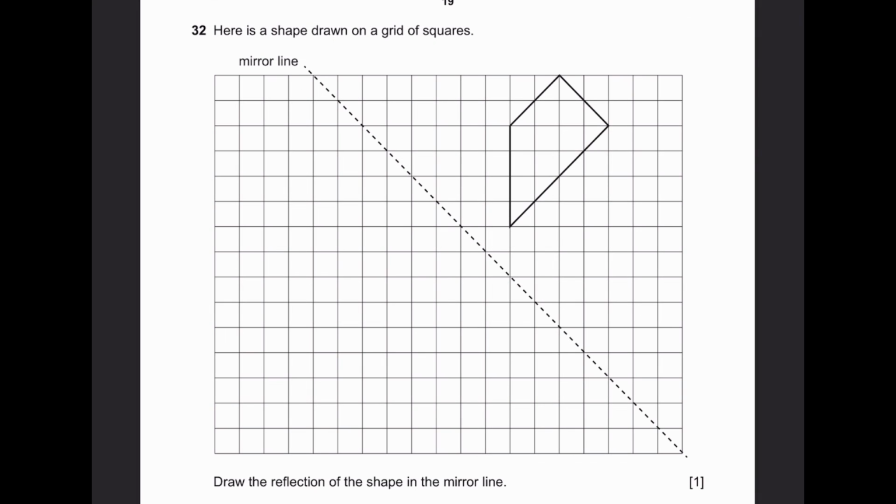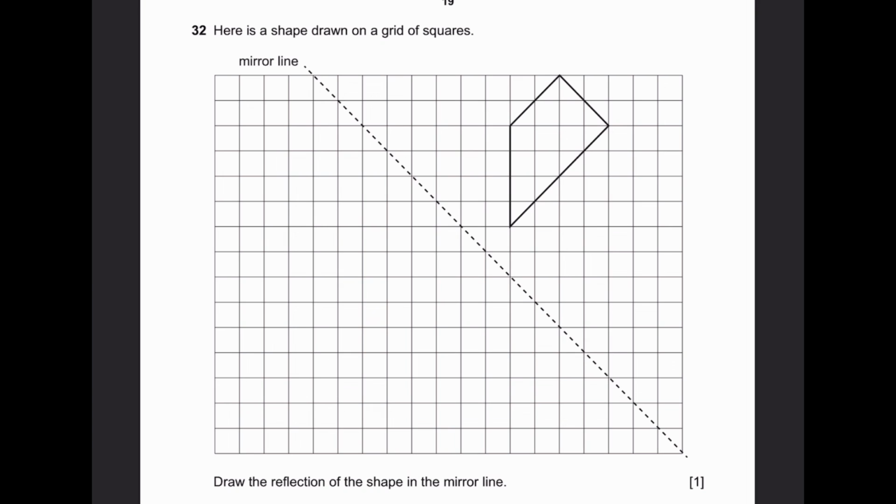Question 32. Here's a shape drawn on a grid of squares. Draw a reflection of the shape in the mirror line. Well, drawing the reflection on the mirror line basically means you have to reflect every single vertex of the shape. So let's reflect the one closest to the line first to get the idea.